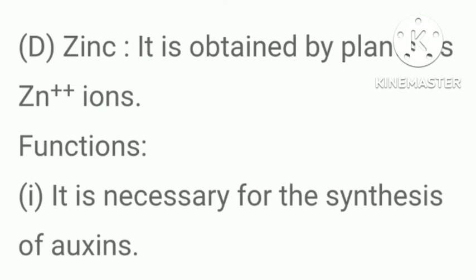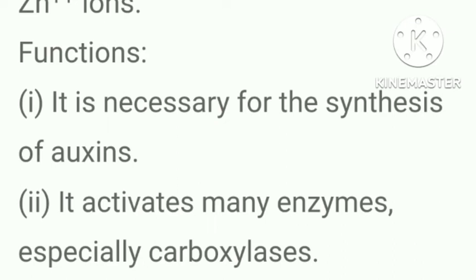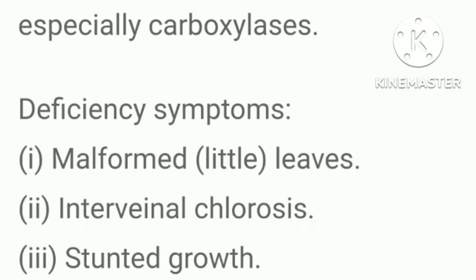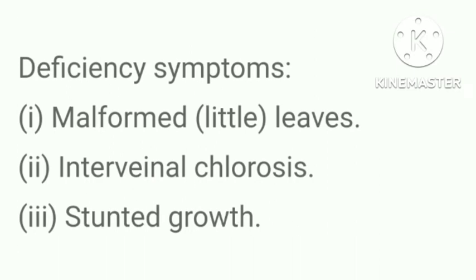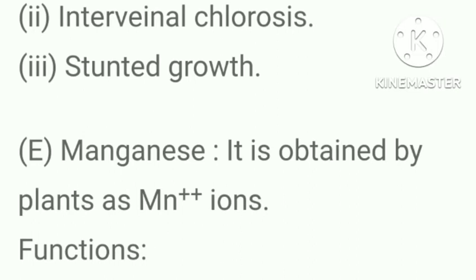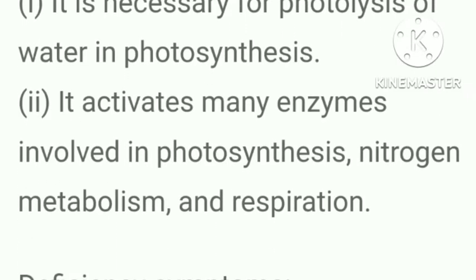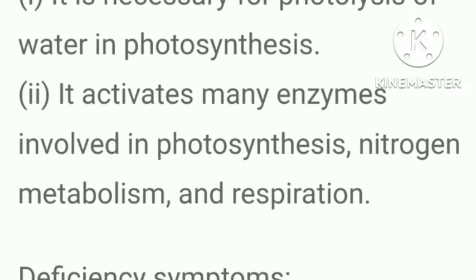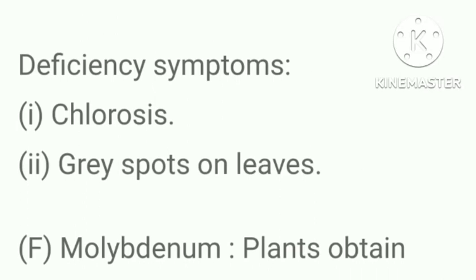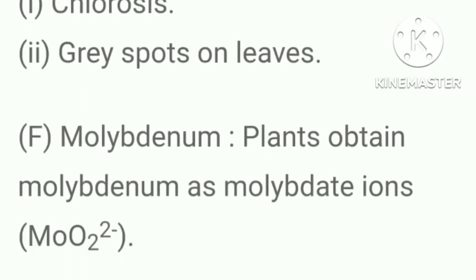Zinc: it is obtained by plants as Zn++ ions. Functions: it is necessary for the synthesis of auxins. It activates many enzymes, especially carboxylases. Deficiency symptoms: malformed little leaves, intervenal chlorosis, stunted growth. Next, manganese: it is obtained by plants as Mn++ ions. Functions: it is very necessary for photolysis of water in photosynthesis. It activates many enzymes involved in photosynthesis, nitrogen metabolism and respiration. Deficiency symptoms: chlorosis, gray spots on leaves.